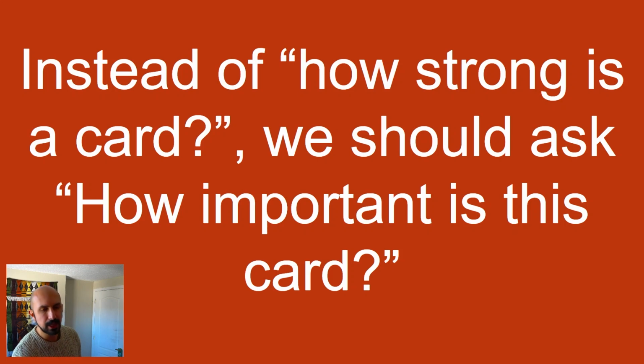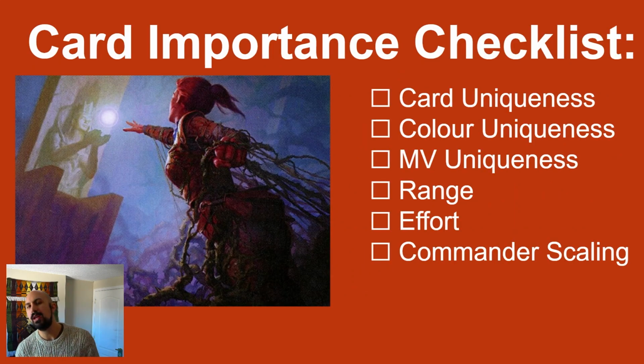So here is my system to determine card importance. This is what makes me think that I want to include a card in a deck. Now I'm going to go over them, and then we're going to go over each one individually, but here is my checklist. The first thing I'm looking for is card uniqueness, then color uniqueness, mana value uniqueness, range, effort, and commander scaling. What do those mean? Let's get right into it.